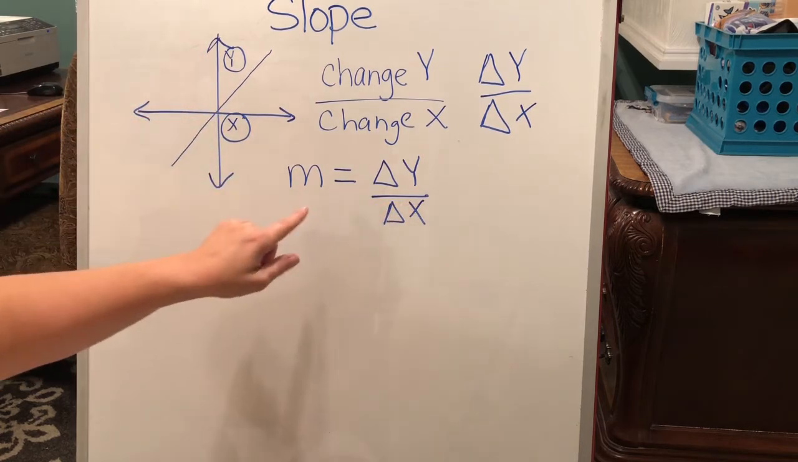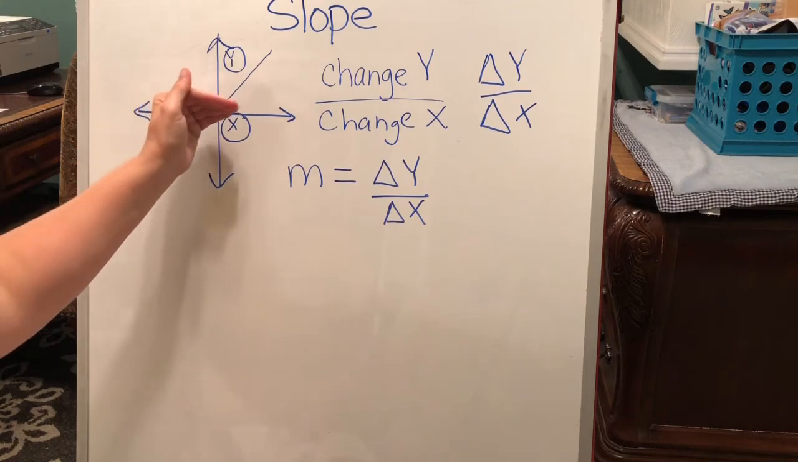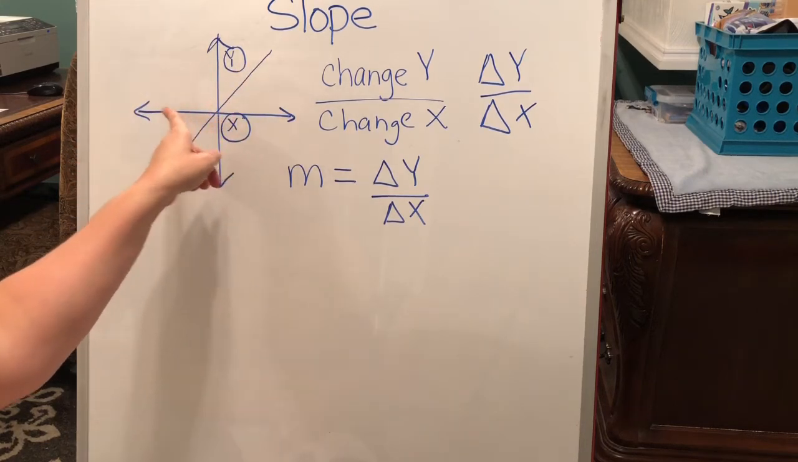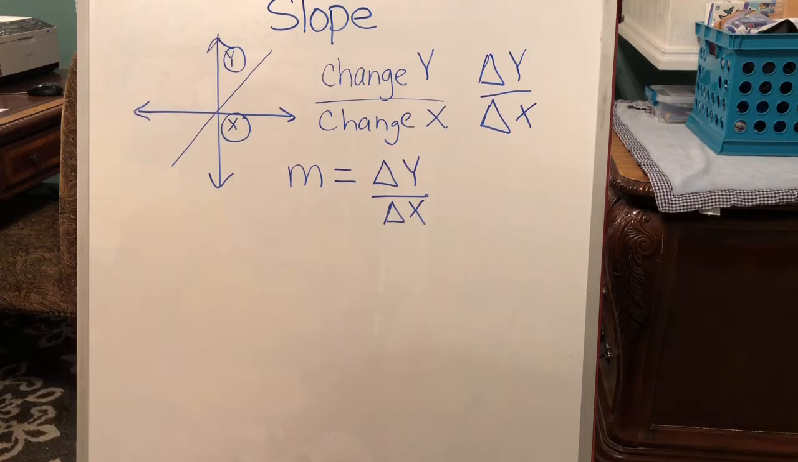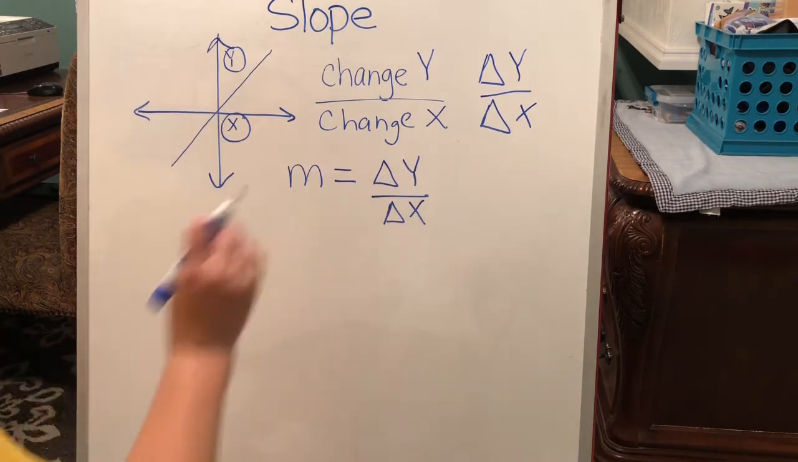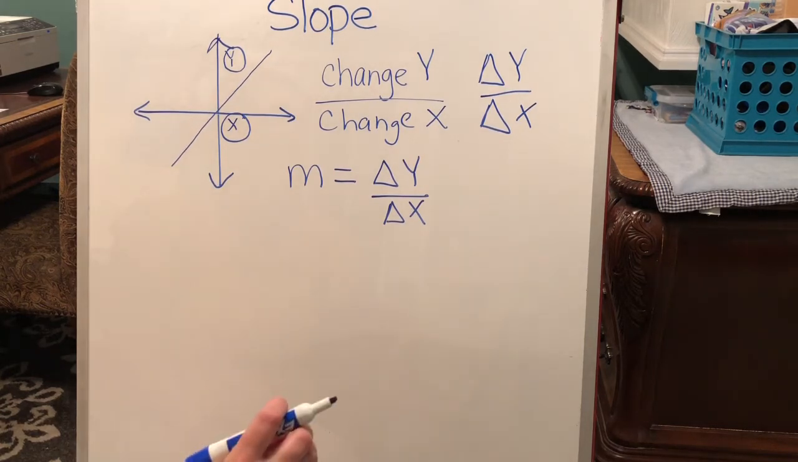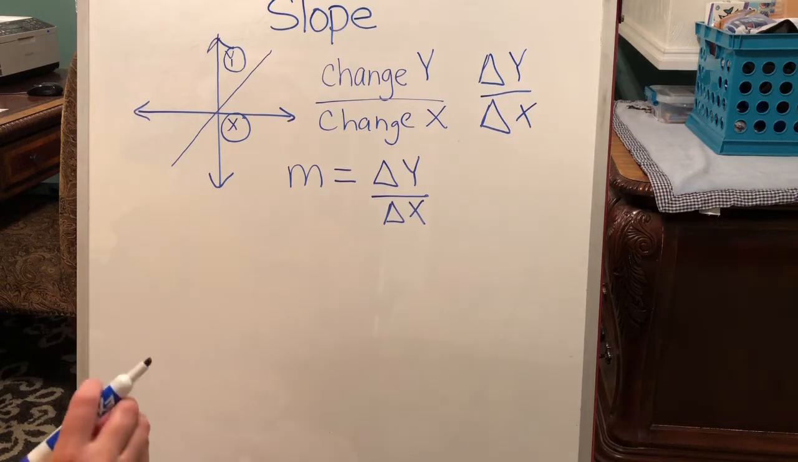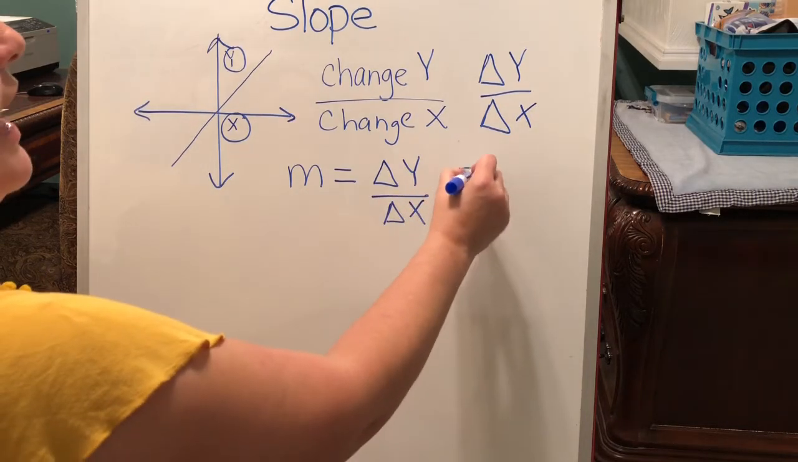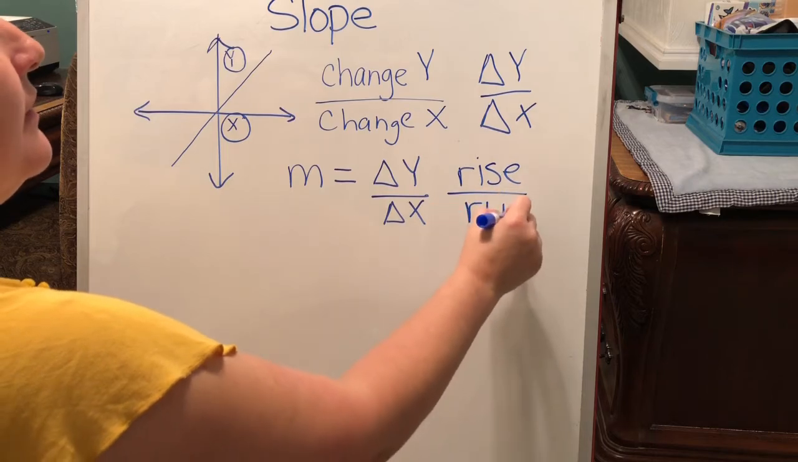That is over what we call the change in x. If we head to the right from the origin, we get positive. If we head to the left from the origin, we get negative. So it just depends on what's going on here to where we'll finally get a positive or negative answer. So change in y over change in x, or sometimes people say the rise over the run.